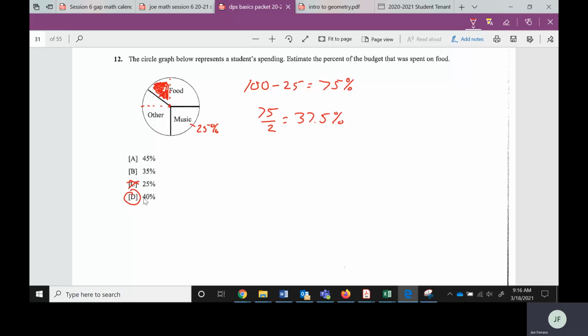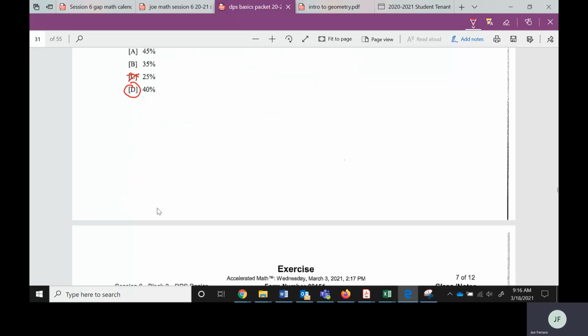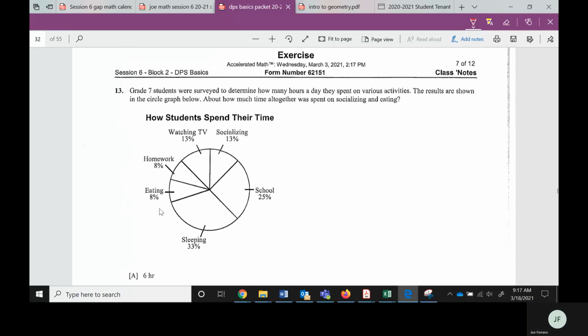I think we got one more circle graph, or maybe two more. All right, we're going to go to number 13, just on the next page. Okay, it says grade 7 students were surveyed to determine how many hours a day they spent on various activities. The results are shown in the circle graph below. About how much time altogether was spent on socializing and eating. Okay, so we got to find 2 different activities.